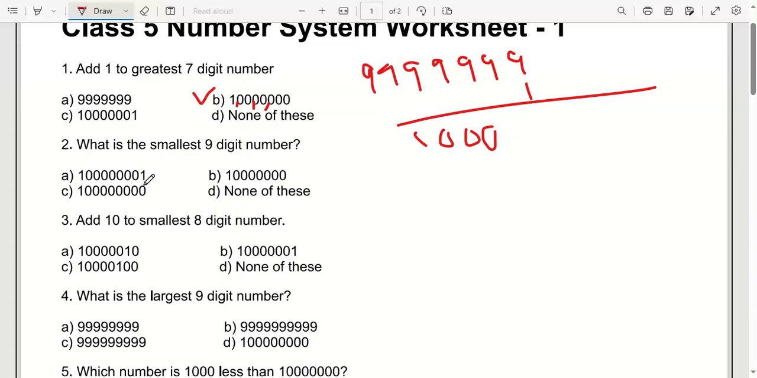Next question, what is the smallest 9 digit number? The smallest 9 digit number means 1 with 8 zeros. The correct option is option number C, that is 10 crore.